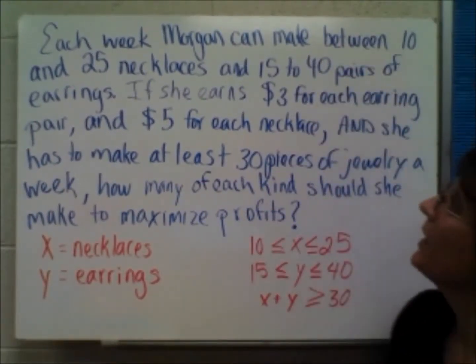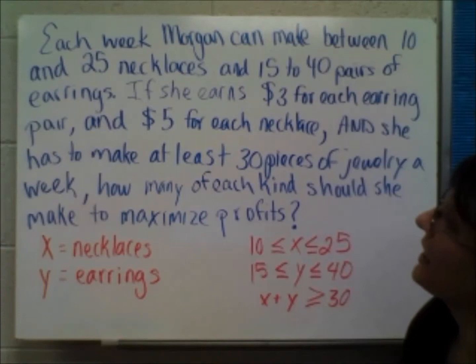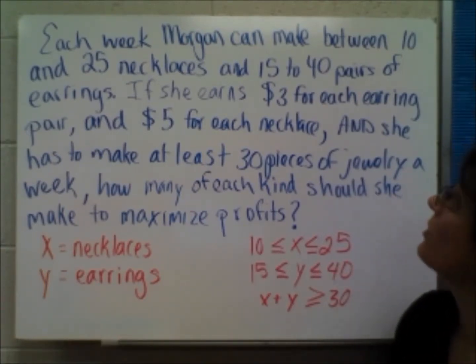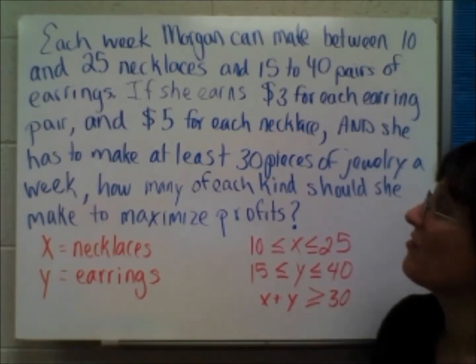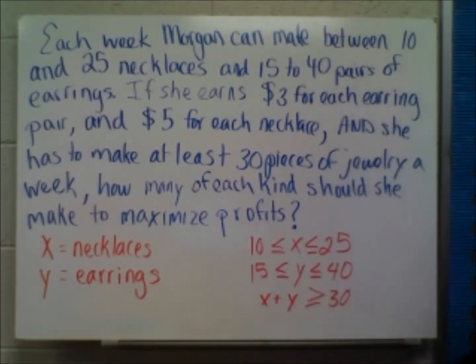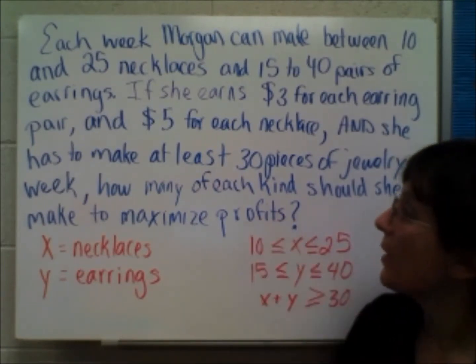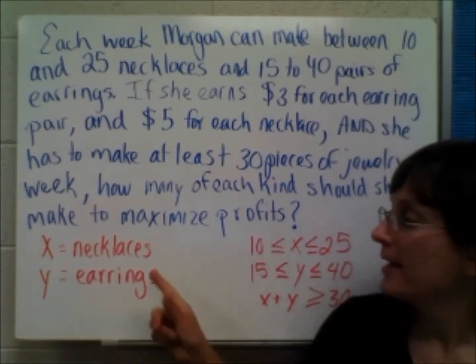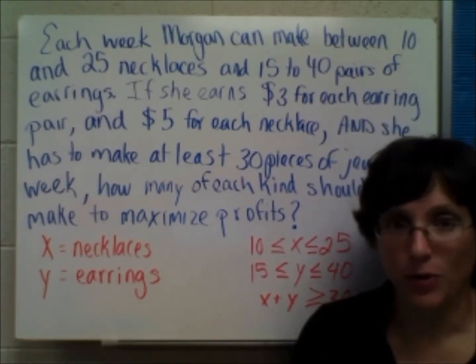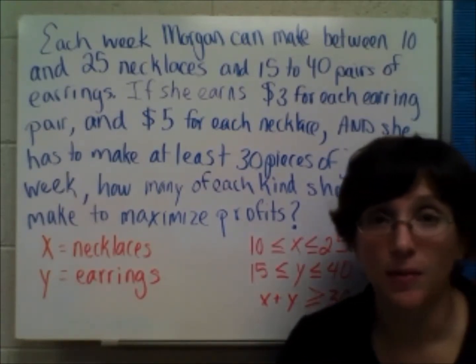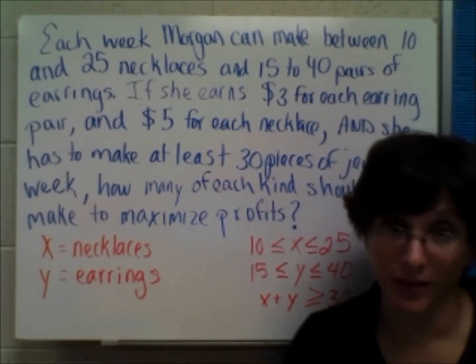Here's the word problem. Each week, Morgan can make between 10 and 25 necklaces and 15 to 40 pairs of earrings. If she earns $3 for each earrings pair and $5 for each necklace, and she has to make at least 30 pieces of jewelry a week, how many of each kind should she make to maximize profit? Define your variables. We always use X and Y, and in this case I said X is going to be the number of necklaces and Y is going to be the number of earrings.